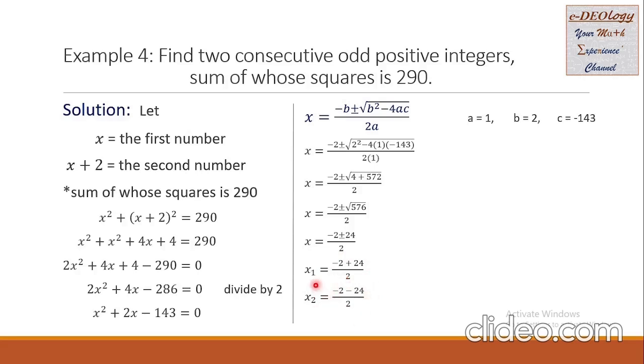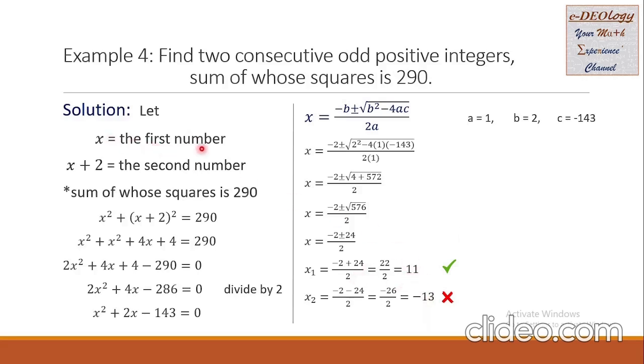Let us simplify the x of 1 value. Negative 2 plus 24 is positive 22, over 2, and we will get 11. X of 2, negative 2 minus 24 over 2. The numerator becomes negative 26. Divide by 2, we have negative 13. In our problem, we require positive integers. Therefore, we only accept the positive 11 while we don't accept the negative 13. Therefore, our x is positive 11.